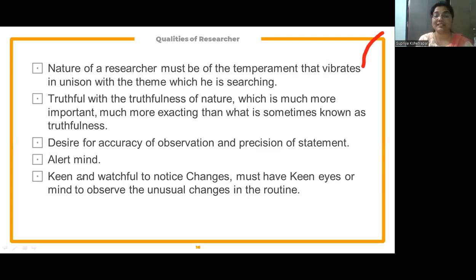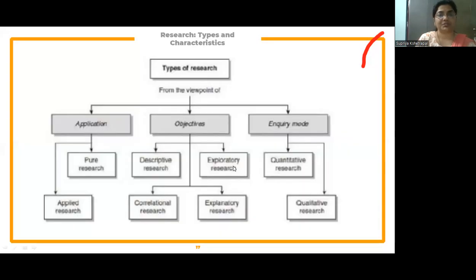The faculty's mind should be keen and watchful to notice the changes, and must have keen eyes and mind to observe the unusual changes in the routine. So it's very important to notice each and every minute change in their routine. So these are the qualities of the researchers.